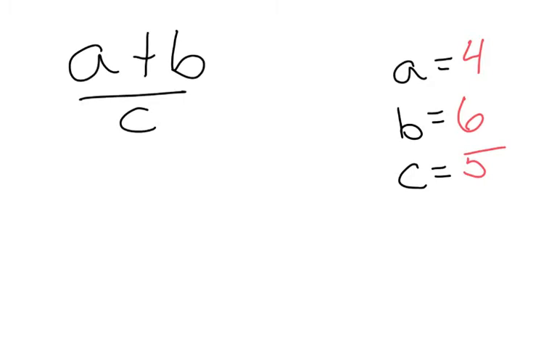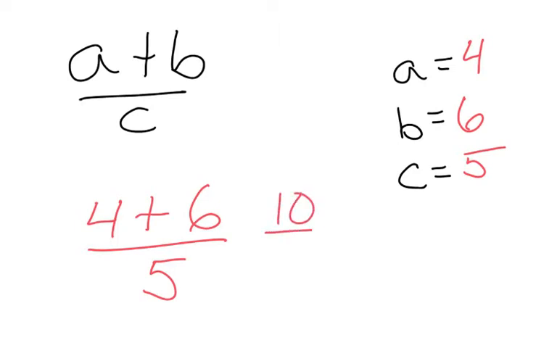The first step is always to substitute the values in for the variables. So 4 plus 6, 4 is for a, 6 is b, divided by 5, which is c. And then you just simplify. In this case, I'm going to simplify the top. 4 plus 6 is 10 divided by 5, which equals 2. So again, evaluating this expression makes 2.